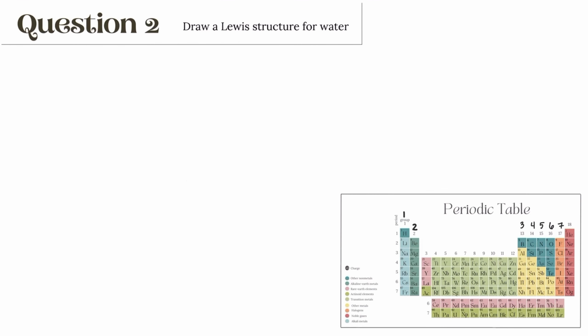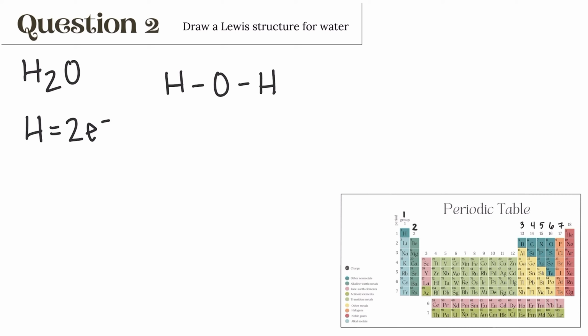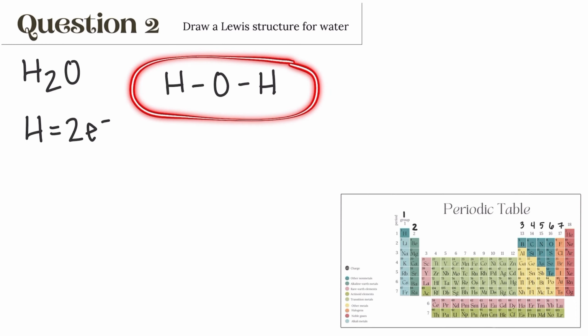So question 2 wants us to draw a Lewis structure for water. We know that water is H2O. Before we get into it, I want to remind us that hydrogen only needs 2 electrons around it to satisfy it. So when we're drawing the Lewis structure, it should look something like this. Again, not taking into account bond angles, but let's now look at the periodic table to see how many electrons we should have around this structure.